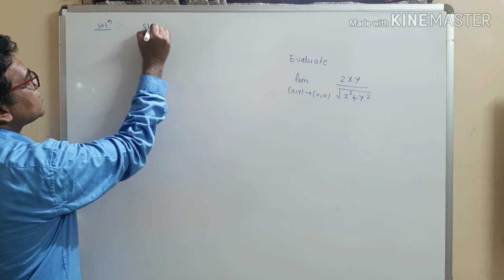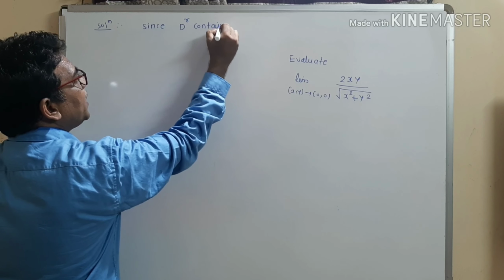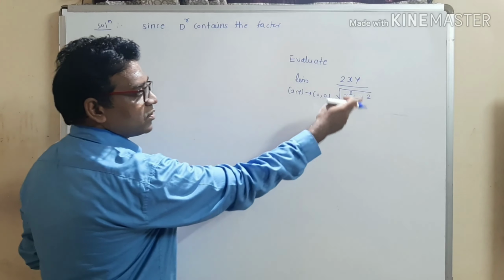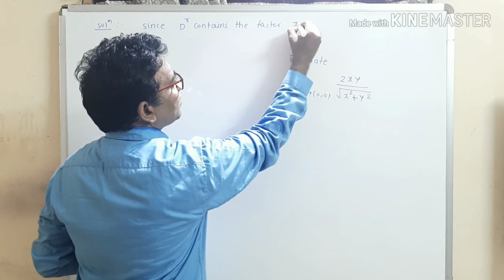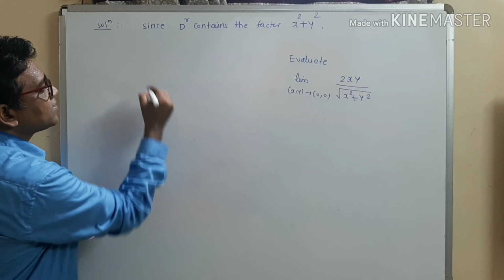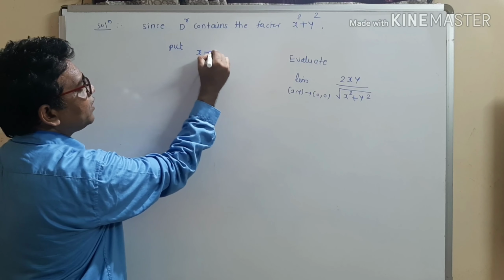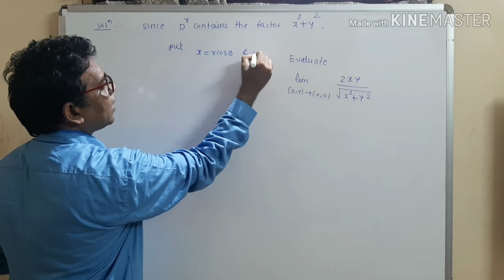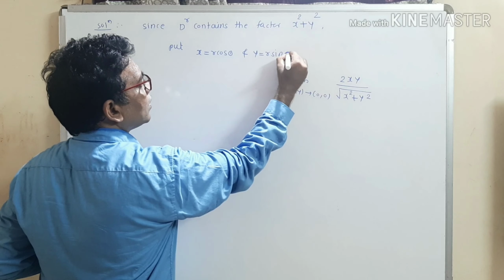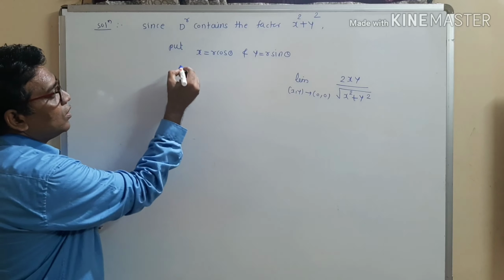Write down, since the denominator contains the factor x square plus y square, what is the standard substitution? We have to put x equal to r cos theta and y equal to r sin theta. Now what is the next step?